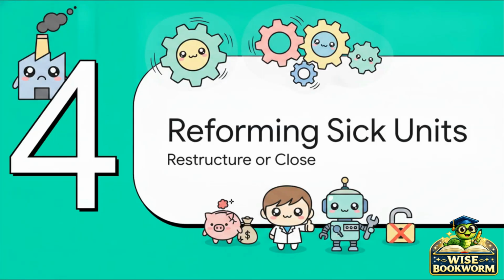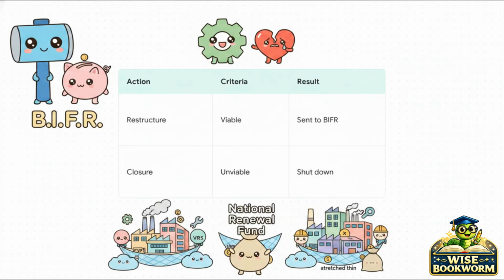Next up, Section 4, Reforming Sick Units. As the public sector was suddenly forced to compete in a newly liberalized market, well, many older, inefficient enterprises just couldn't keep up. They started accumulating huge, unsustainable losses. The policy essentially became sink or swim. Viable units were sent over to the Board of Industrial and Financial Reconstruction, or BIFR, for intense restructuring and revival. Meanwhile, unviable units faced absolute closure.